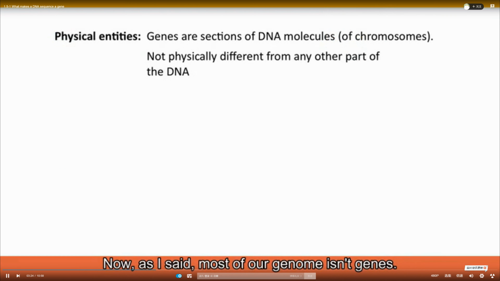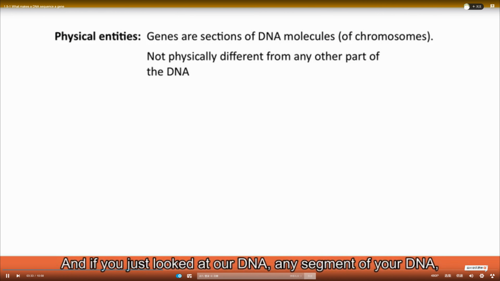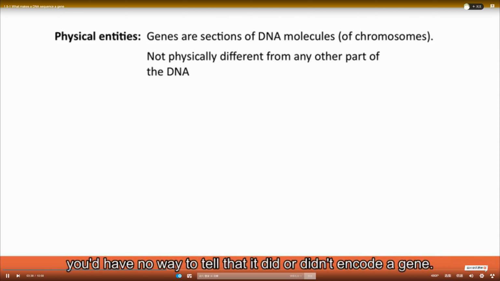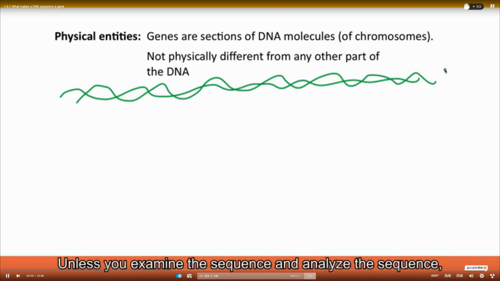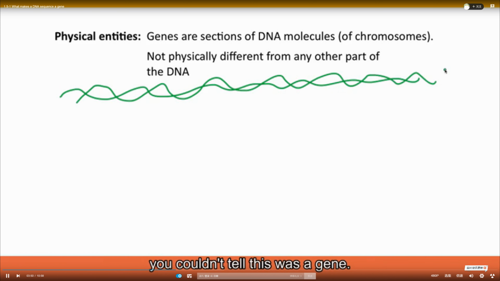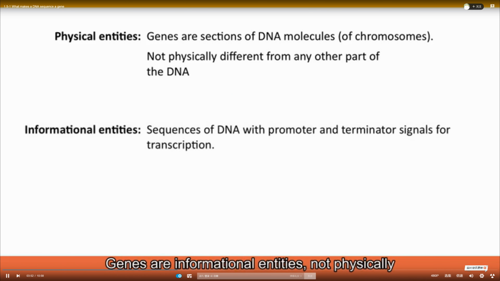Now, as I said, most of our genome isn't genes. Genes are only a small subset of our DNA. And if you just looked at any segment of your DNA, you'd have no way to tell that it did or didn't encode a gene. If you look at a piece of DNA, it just looks like DNA. Unless you examined and analyzed the sequence, you couldn't tell this was a gene. Genes are informational entities, not physically distinct from the rest of the genome.